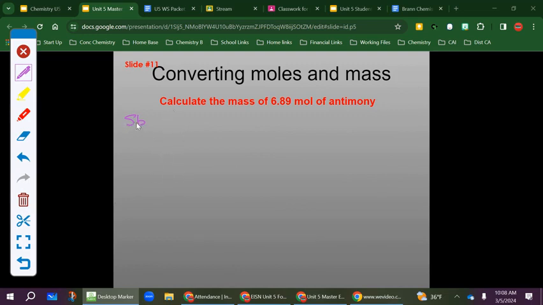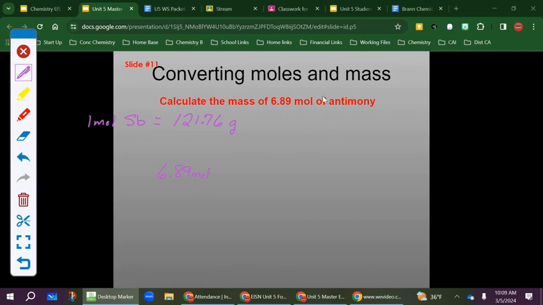Okay? So, SB. So, 1 mole of SB equals how much? 121.76. 121.76 what? Grams. Okay? So 1 mole of antimony is equal to 121.76 grams, correct? Okay, so what am I beginning with here? What did the problem tell me? How much am I starting with? Read the problem. So I'm starting out with 6.89 moles.